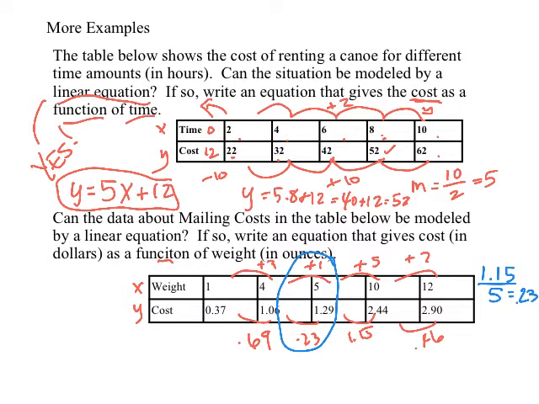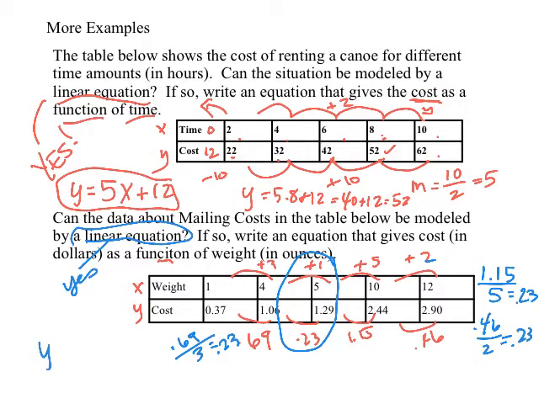All right, let's do it again. 0.46, this was a plus 2, divided by 2. Look at that, 0.23. So let's check this one. This was 0.69 divided by 3. That's 0.23. So it is a constant change. So my slope is 0.23. All right, yes, it's linear. Yay. All right, but now I have to write the equation.